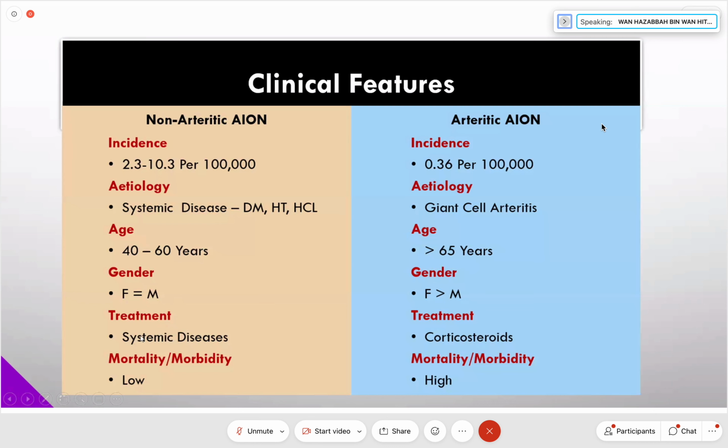In terms of the treatment, there is no specific treatment for non-arthritic. We treat the cause. Okay. For the arthritic, it's due to GCA, mainly steroids. And then in terms of mortality and morbidity, it is quite low in non-arthritic compared to high in the arthritic group.